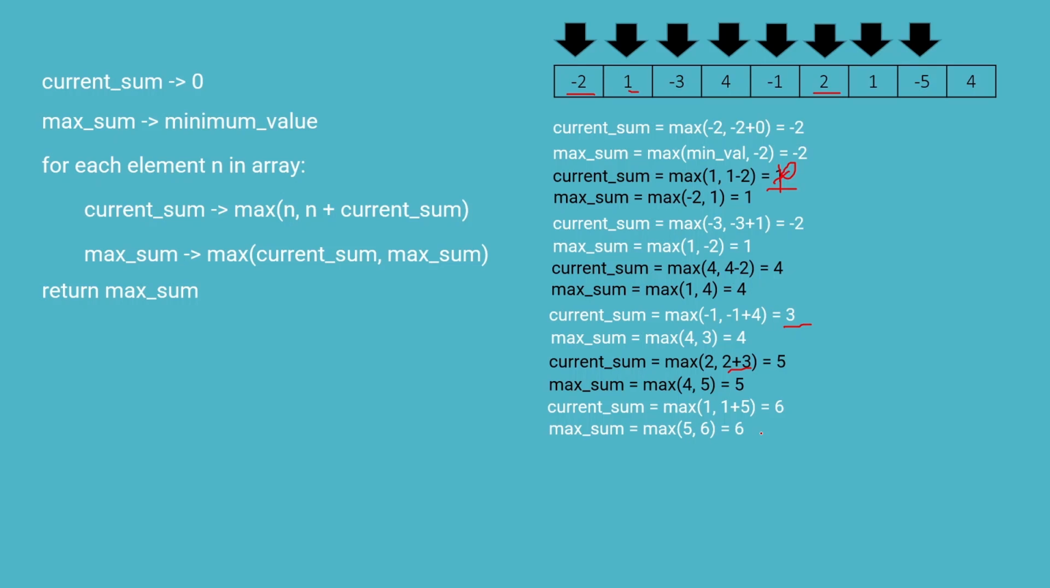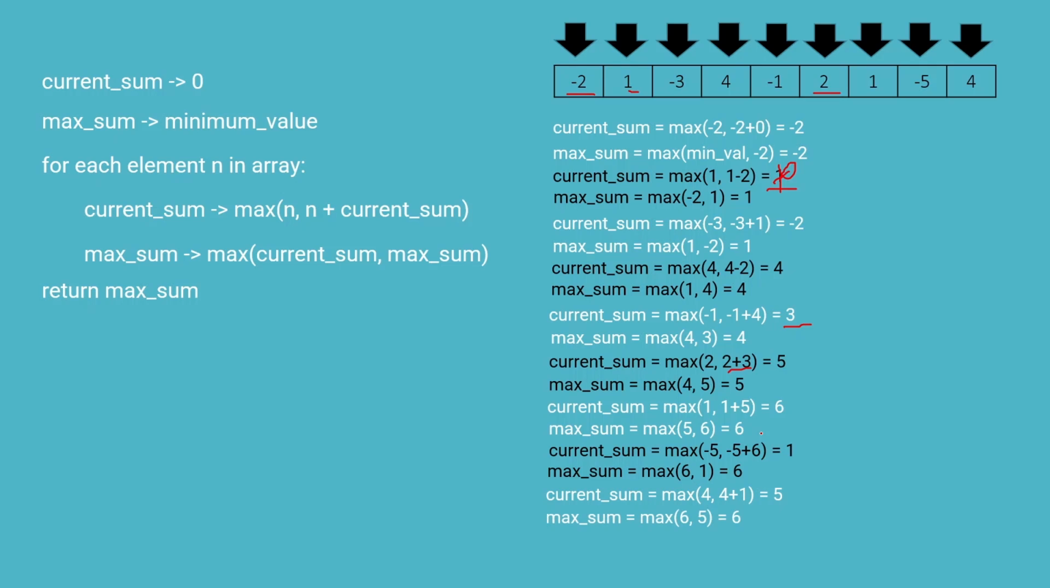After that we again got a negative value, so definitely the current sum will decrease. The current sum is now 1, but the maximum remains 6. And for the last element also we got current sum 5, but 5 is not greater than 6, so our max sum stays 6, and simply our algorithm returns the maximum sum as 6.